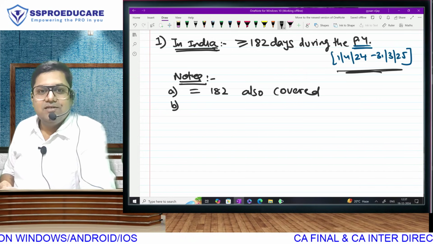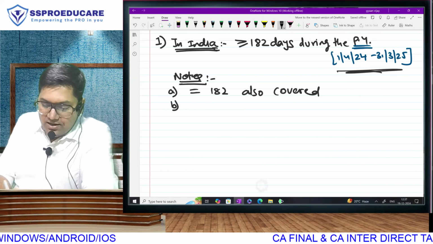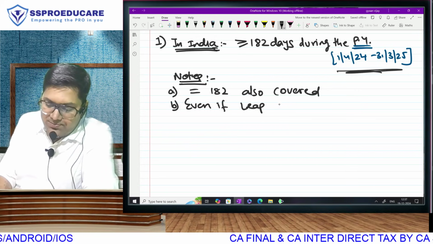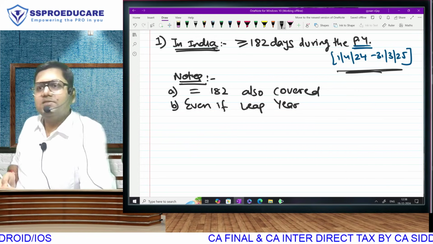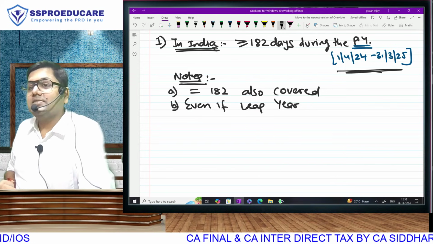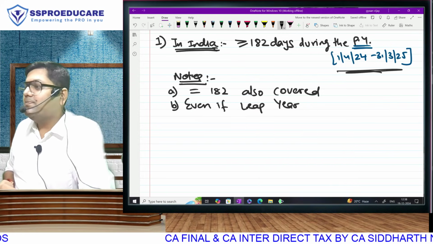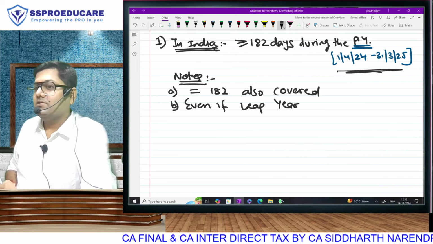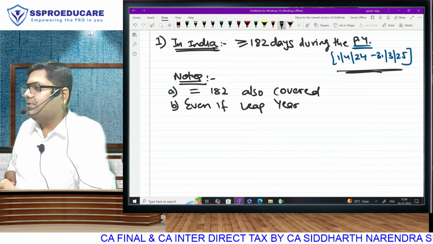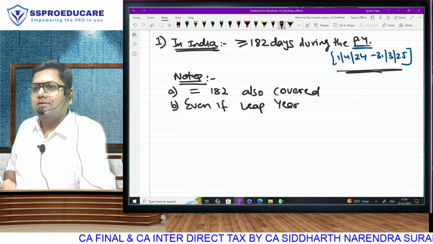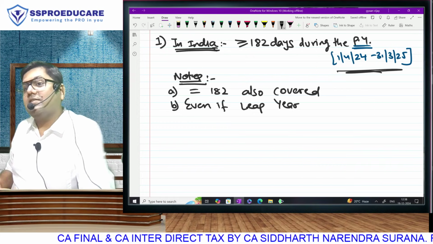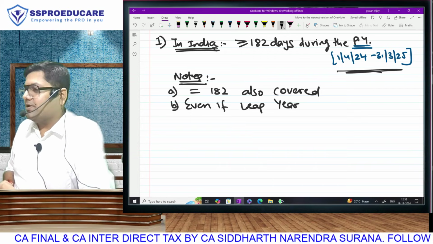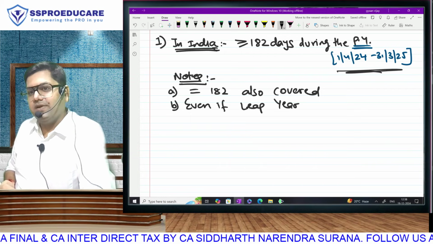Second condition. Even if the year is a leap year, which happens once in 4 years. Elections happen once in 5 years. Leap year happens once in 4 years. Bloody hell, this is 2024 now. Leap year and election both happen together once in 20 years. Election and leap year coming together is once in 20 years.